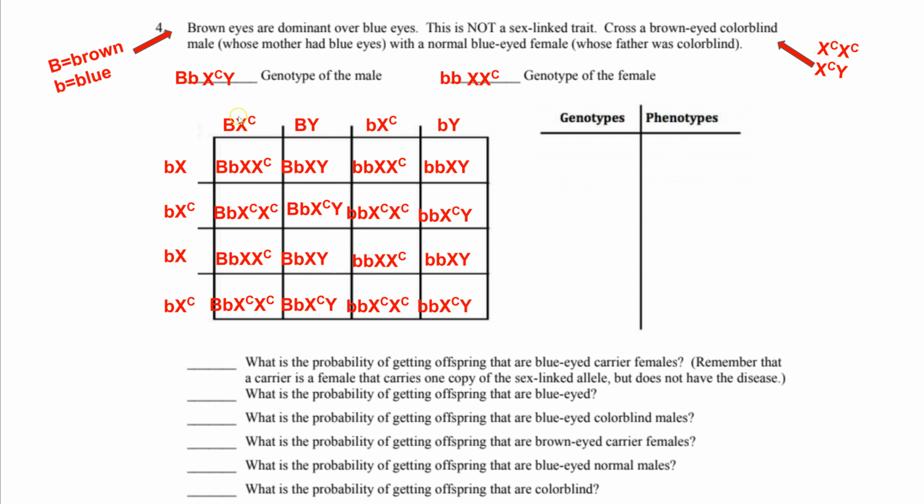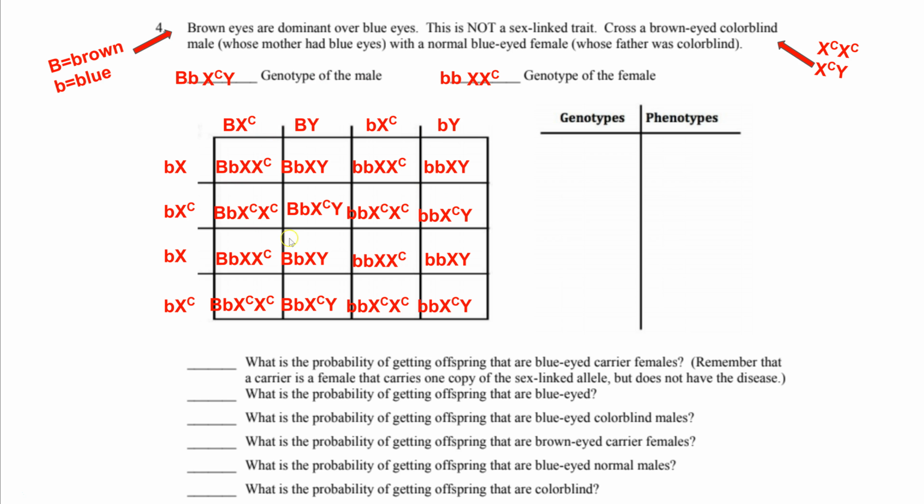this what you got? So all of these right here have a big B and a little b. All of these right here have a little b, little b. These two columns are females. These two columns are males. Okay, so we're going to have lots of different genotypes here.